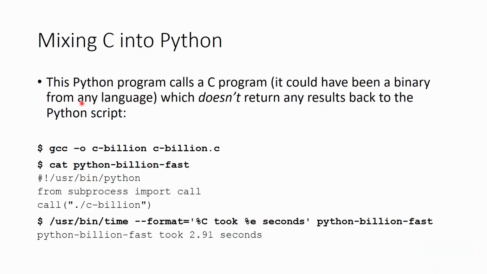So mixing C into Python is fairly easy. Here we've got a Python script. We've got, first of all, a C program called cbillion, and then in our Python script, Python billion fast, our Python script starts up and it does an import and it calls cbillion. So when we then run our Python script, and here's the time entry that is running our Python billion fast script, this then calls the C program, cbillion, and it tells us that the Python script took only 2.91 seconds. So pretty good. We were able to run a lot faster just because we had C do the math instead of Python.